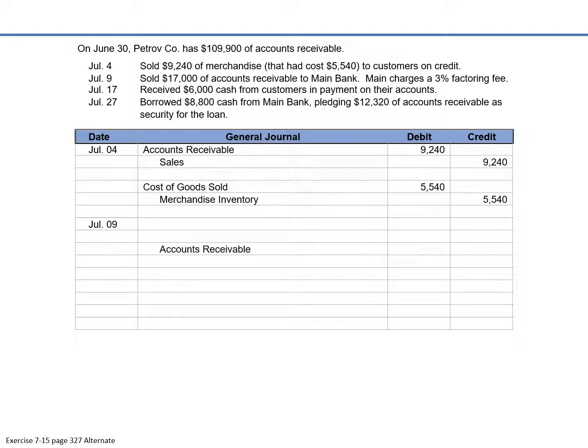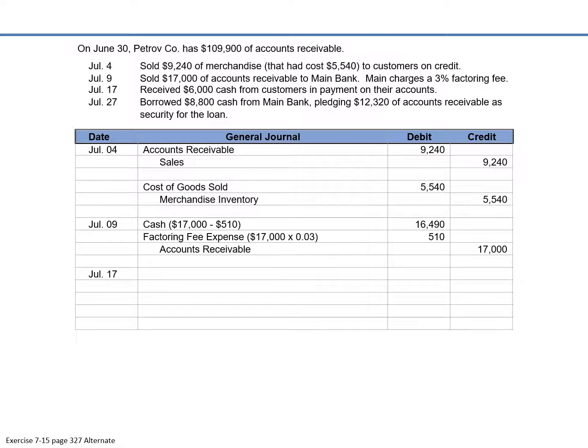Then on July 9th, we sold $17,000 of receivables to Main Bank. So we're selling them in this case, so they are coming off of our books. So we're going to reduce our receivable by $17,000 with a credit. We have to record our factoring fee expense, $17,000 times 3%. And then the cash that we're actually receiving in exchange for selling those receivables is $16,490.